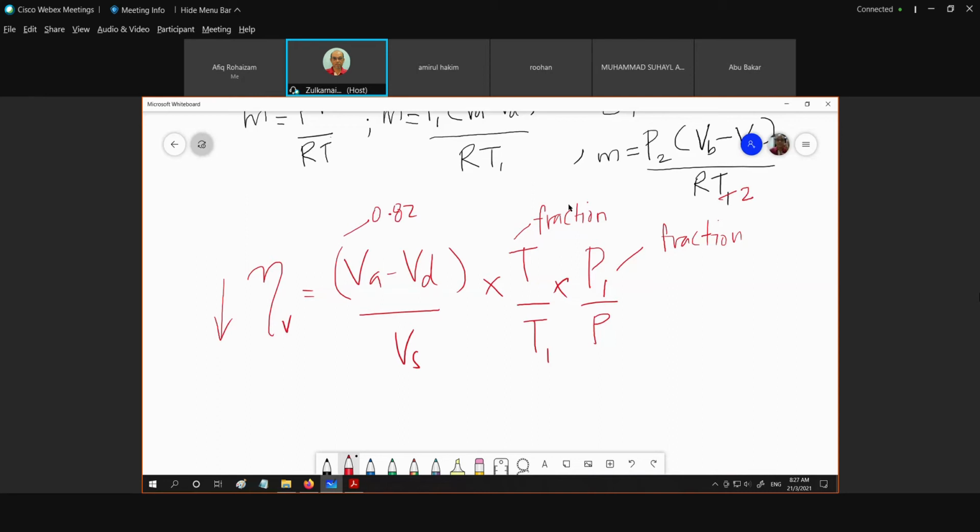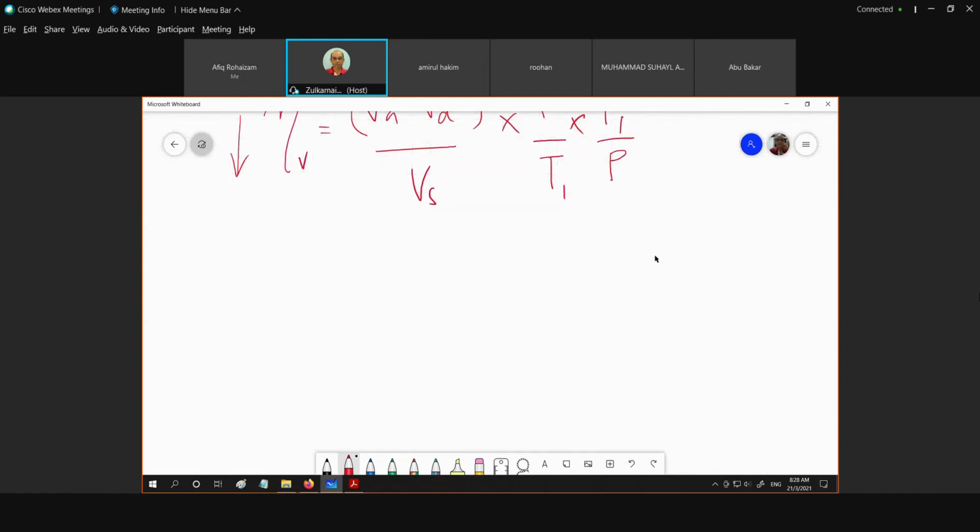Okay, this is the case apa? T and P is the ambient condition. P1 and T1 is towards the end of induction stroke. Right? So this is the drawback of the VC. Kita akan dapati volumetric efficiency akan decrease. And then because of the condition of ambient dengan P1, T1 tak sama, lagi further reduction of volumetric efficiency.